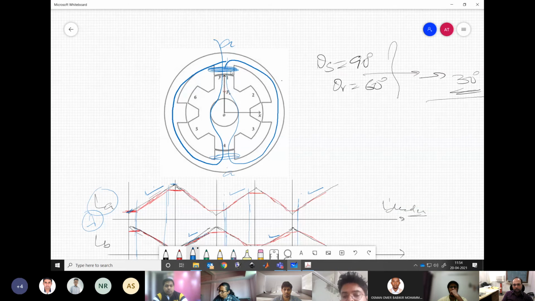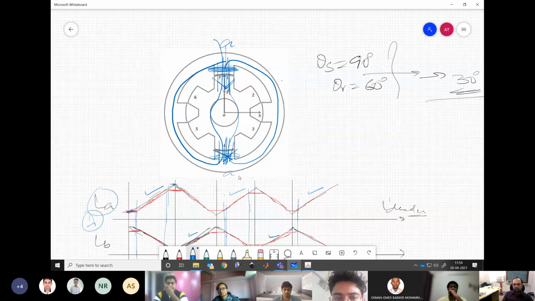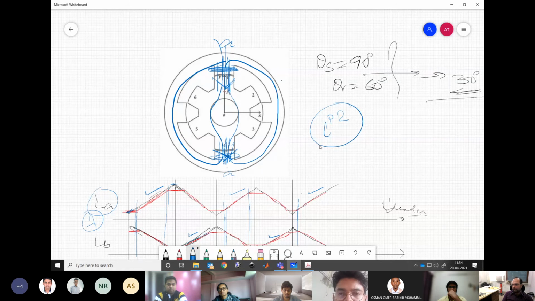If your current is having positive direction, giving flux in this direction, then this current will give flux in this direction, because current direction here doesn't matter, it's I squared. So if you connect these two in series, you will form a nice path for the flux. If you connect opposite, what will happen? These two fluxes will start opposing each other, so you will not get the benefit of that. Understanding my point? How the flux lines would be.